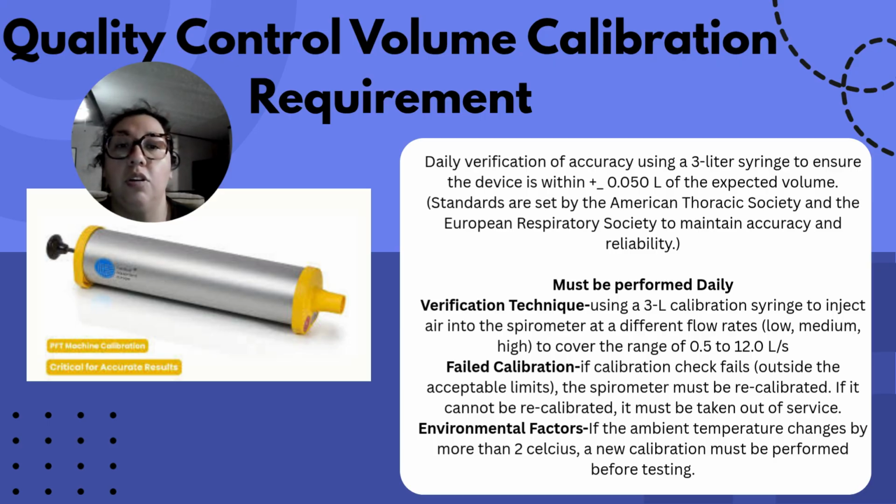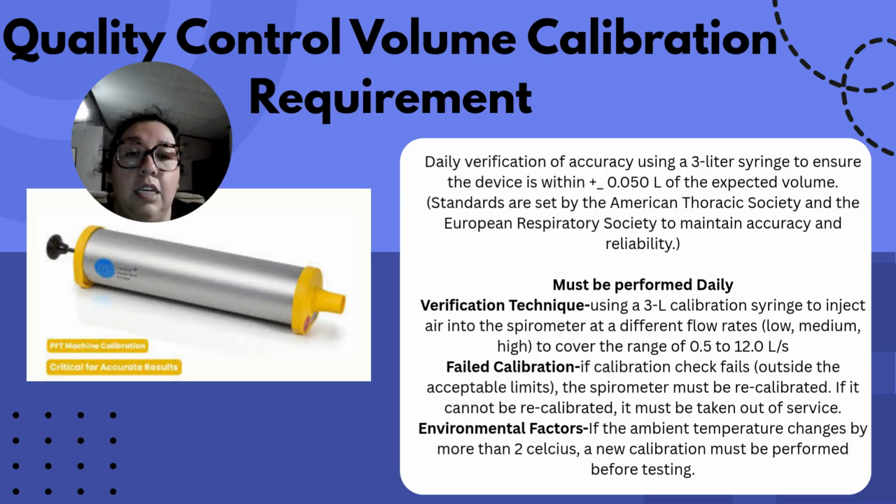Okay, so quality control for volume calibration requirement. Daily verification of accuracy using a 3 liter syringe to ensure the device is within plus or minus 0.050 liters of the expected volume. Standards are set by the American Thoracic Society and the European Respiratory Society to maintain accuracy and reliability. So this is what a 3 liter syringe looks like. It's pretty big, and it must be performed daily.